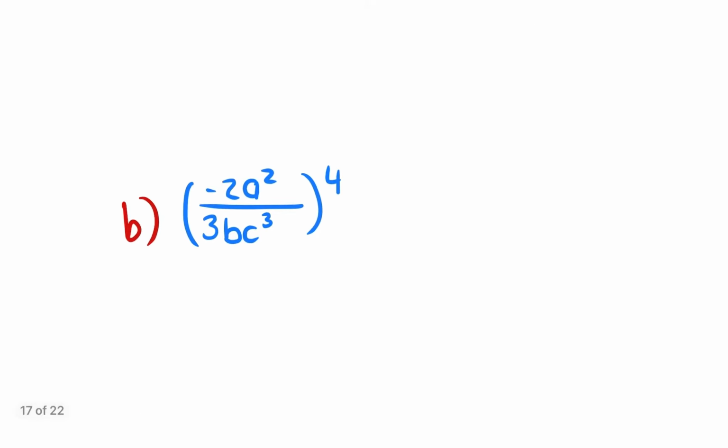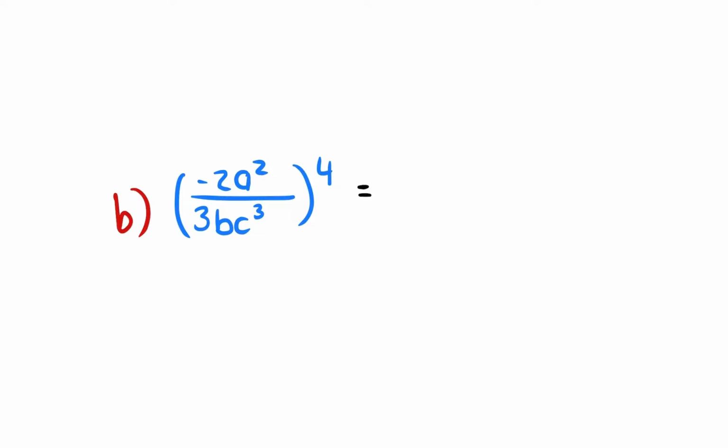Alright, so let's go to B, where we've got a little bit more going on here. So look and go, is there anything that does not have a power on it? If there is, put your power of 1 on it to remind you. So this negative 2 doesn't have a power, so we'll put a 1. The 3 and the B. So now everything has its own power.